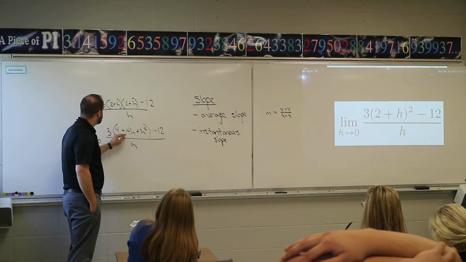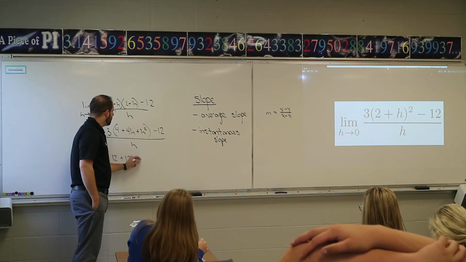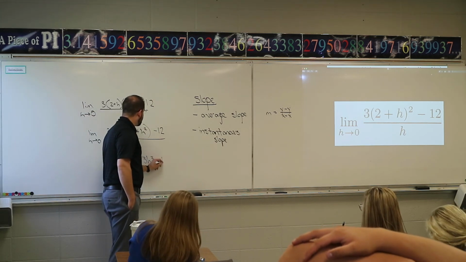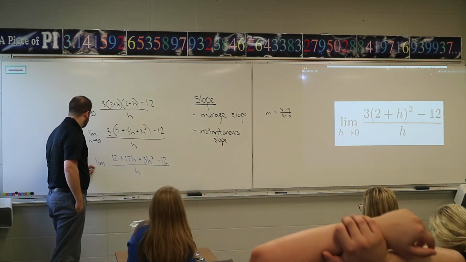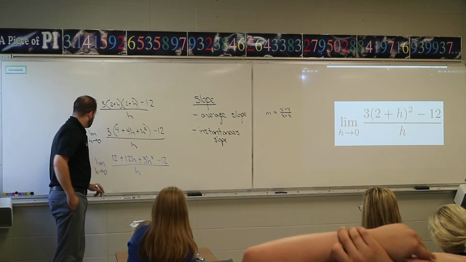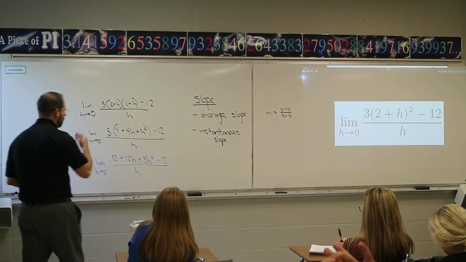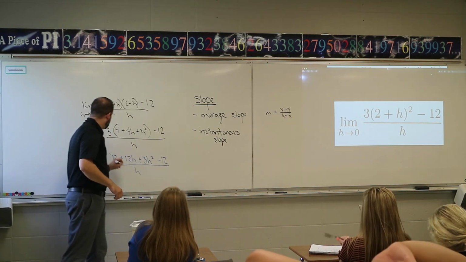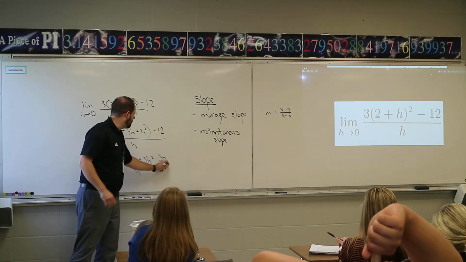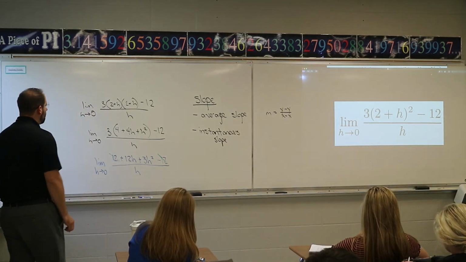Next, we have to distribute those 3 in, so we have 12 plus 12h plus 3h squared. We're going to subtract 12, and the 12's cancel out, all over h, and the limit as h approaches 0 has to be on there. If we don't show any work, we don't have to put the limit as h approaches 0. No, you have to show it. Now we'll subtract the 12s, they're gone. That's usually how it works, because I always told you about the differential quotient. Usually the things that don't have h's go away. If they don't, we'll have to deal with that.